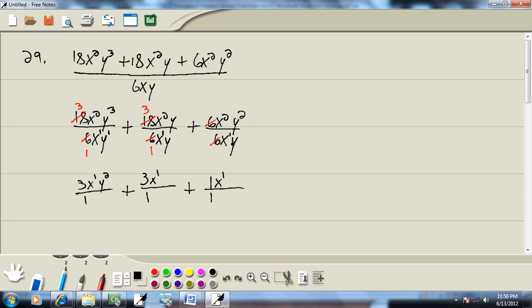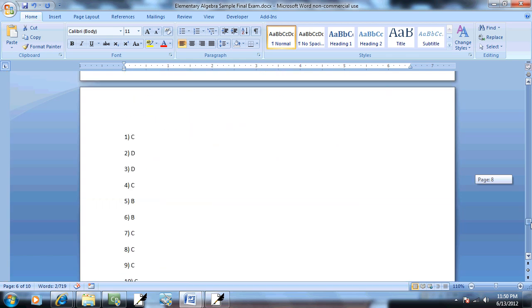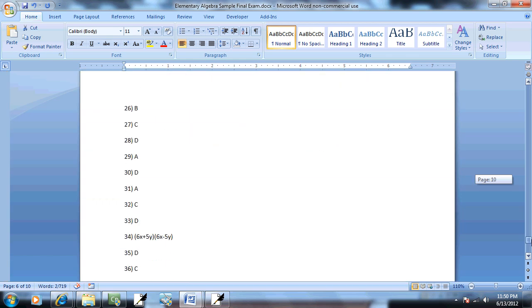When I say larger one, I'm talking about the exponent. Here I got y, which is y to the first. Subtract the smaller exponent from the larger one. 2 minus 1 is 1. And we have y to the first where our larger exponent was, which was on top. These ones will disappear, so we got 3xy squared plus 3x plus xy. So 3xy squared plus 3x plus xy looks like answer 29a. And it checks.